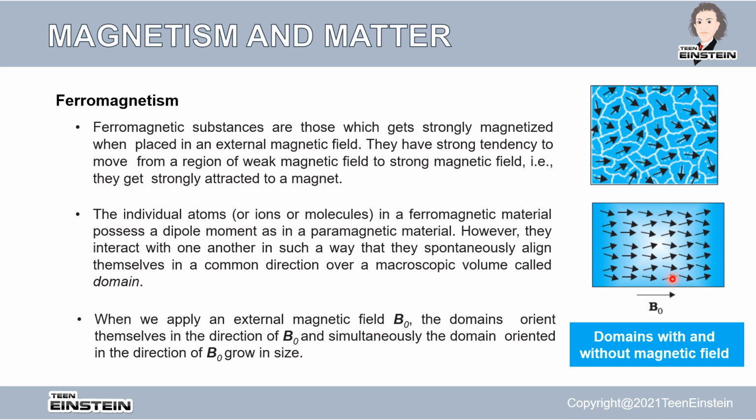So when you apply a magnetic field, all the domains align in the same direction and you get a very high magnetization. Overall magnetization is high when you apply a magnetic field. When we apply an external magnetic field B0, the domains orient themselves in the direction of B0 and simultaneously the domains oriented in the direction of B0 grow in size, so that overall it becomes aligned in the direction of the magnetic field. So we get a very high magnetization.